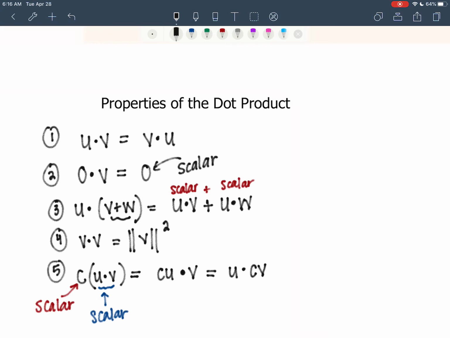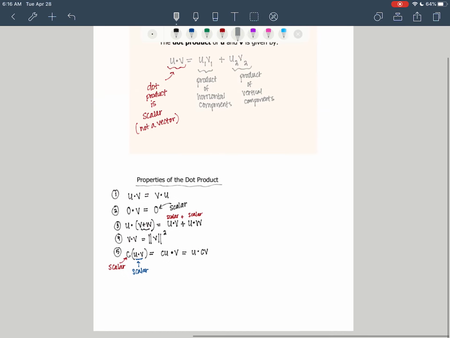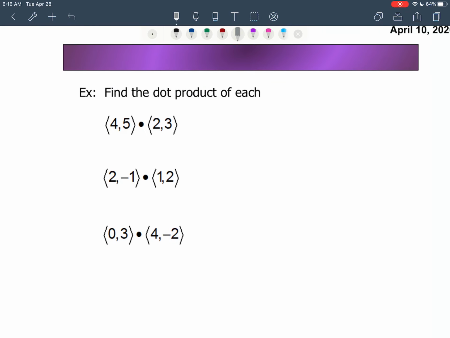I keep saying multiplication, and it really is the dot product. We're going to think of it as multiplication because we're doing a lot of multiplying with the dot product, but there's that sum that's involved, and I'll show you right here. Here we've got find the dot product of each. We're going to multiply the horizontal components, and then we're going to add to that the product of the vertical components.